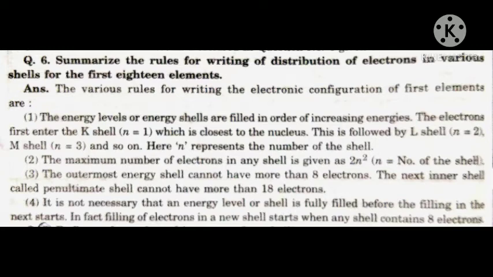Fourth one, it is not necessary that an energy level or shell is fully filled before the filling in the next starts. In fact, filling of electrons in a new shell starts when any shell contains 8 electrons. That is, after filling the first energy level, lower energy level, the electron goes to the next energy level. After completing K, it goes to the L, and so on.